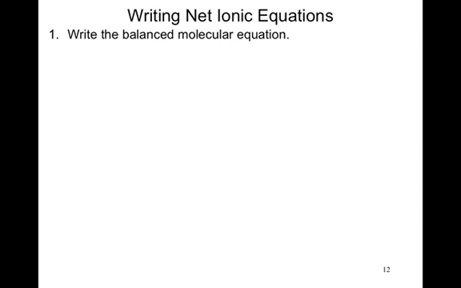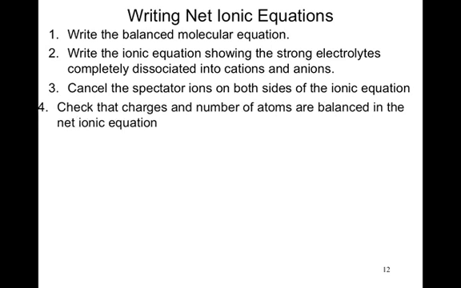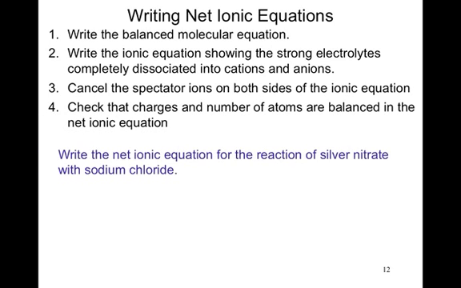So, writing net ionic equations, we kind of talked about this a little bit with the spectator ions. What you want to do is write your balanced molecular equation, then write the ionic equation that shows the electrolytes that have dissociated. Cancel out your spectator ions, and then make sure the charges are balanced and the number of atoms are balanced. We do have to be respectful of the law of conservation of mass when we balance our equations. And so here they're asking us to do silver nitrate with sodium chloride. And so then we'd have to write out what those are.